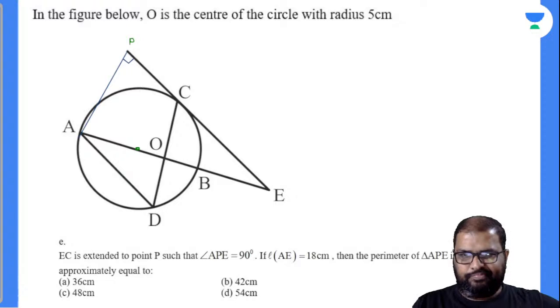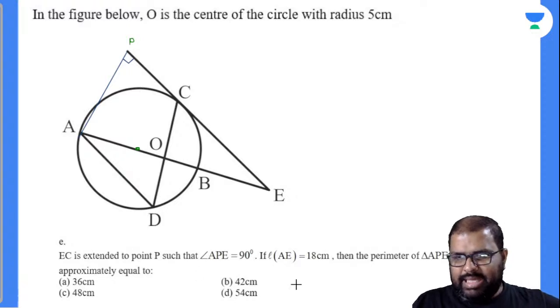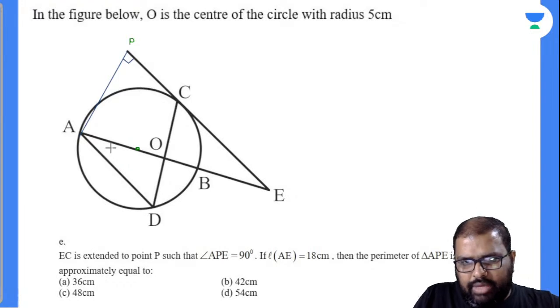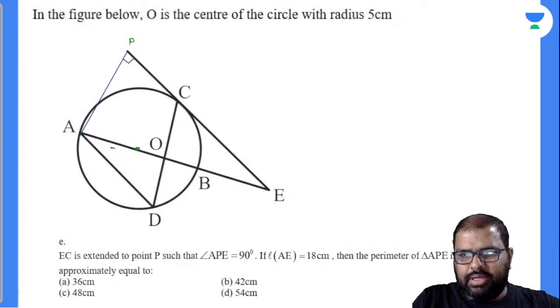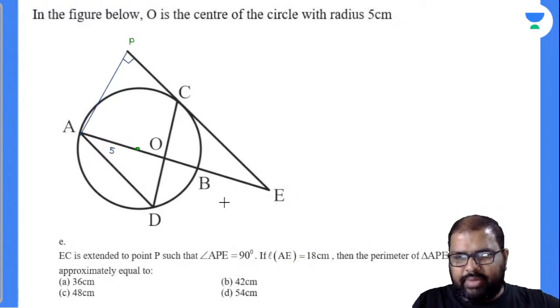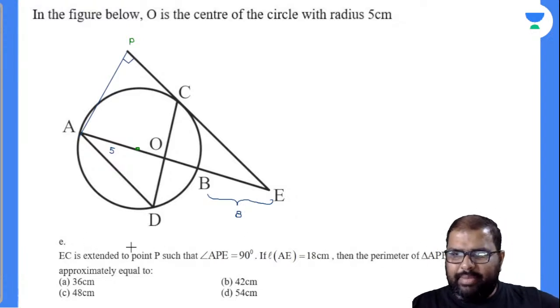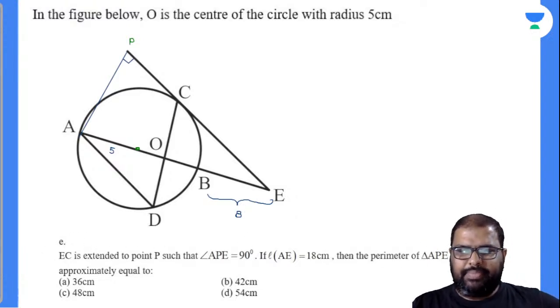Okay, fine. If AE is 18 centimeter, then I know AO is 5, I know OB is 5, so I'll write it here for clarity. OB is 5. Now how much will be my B value? Will it be 8? Yes, it is 8. Now in what way will this be helpful? We'll see. The question asks for the perimeter of triangle APE.